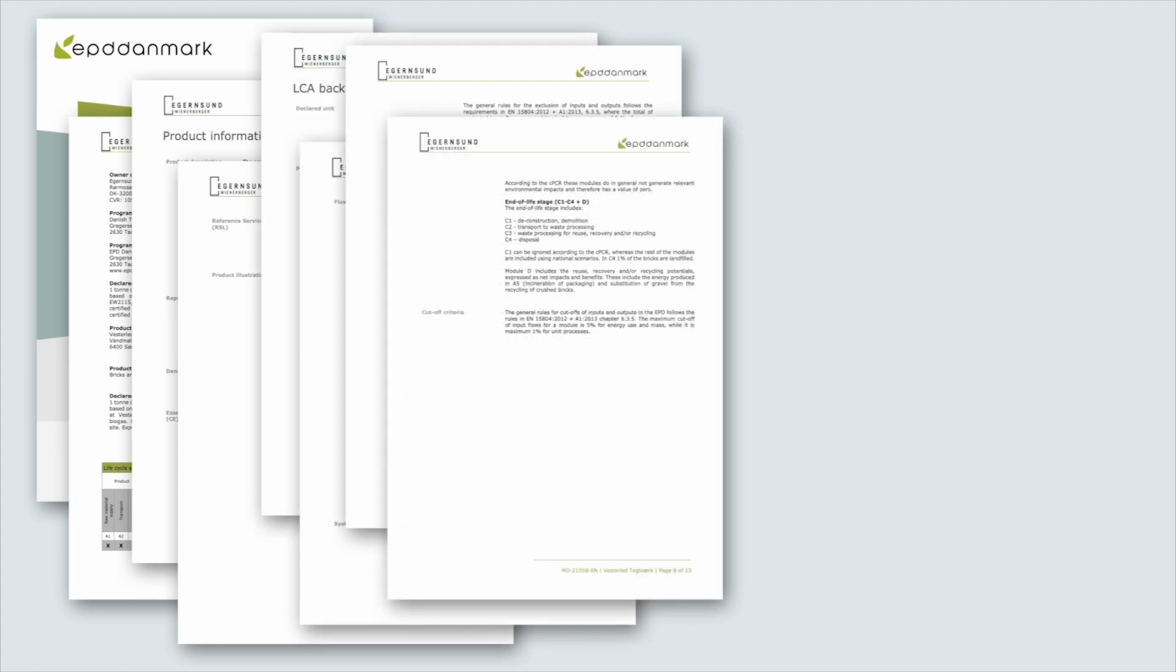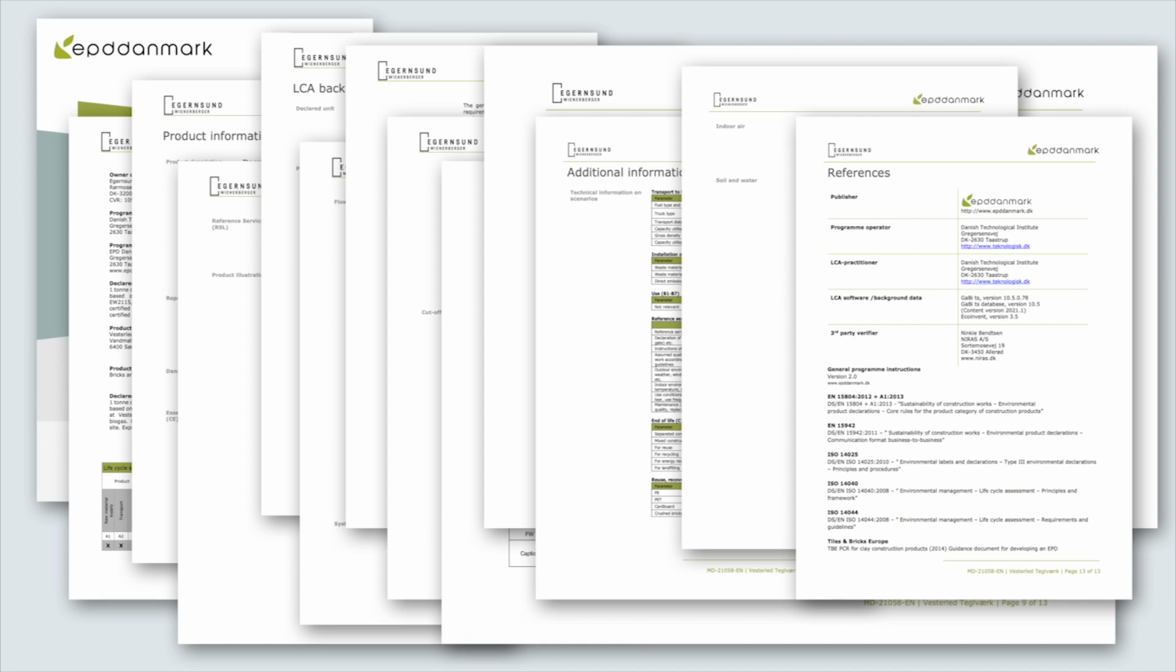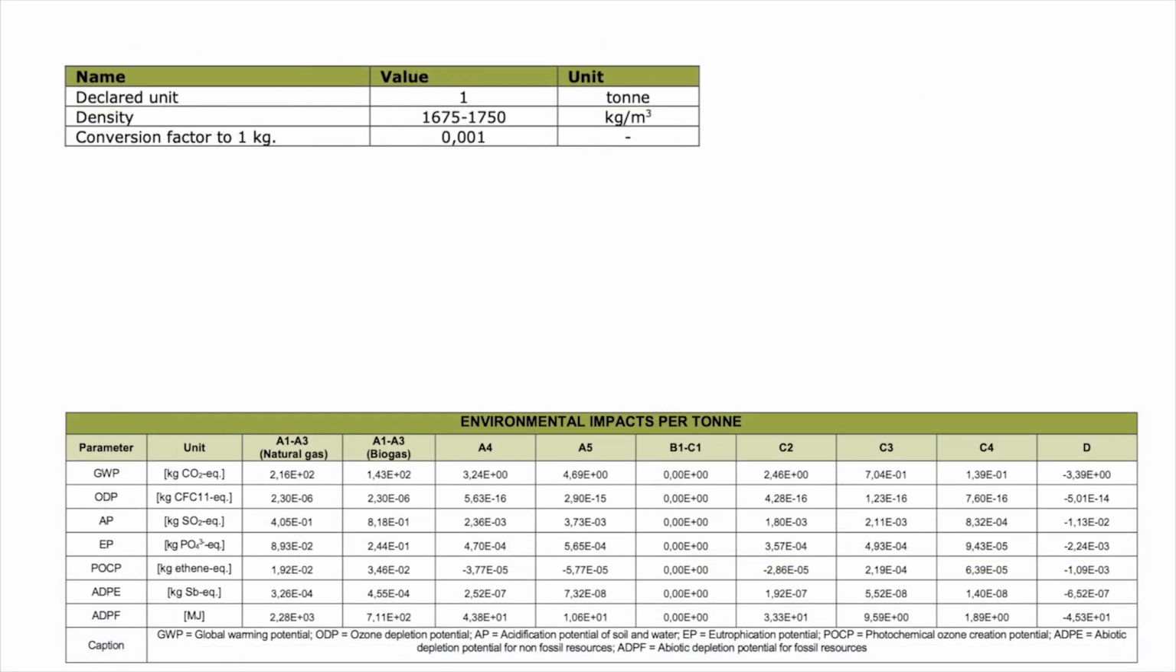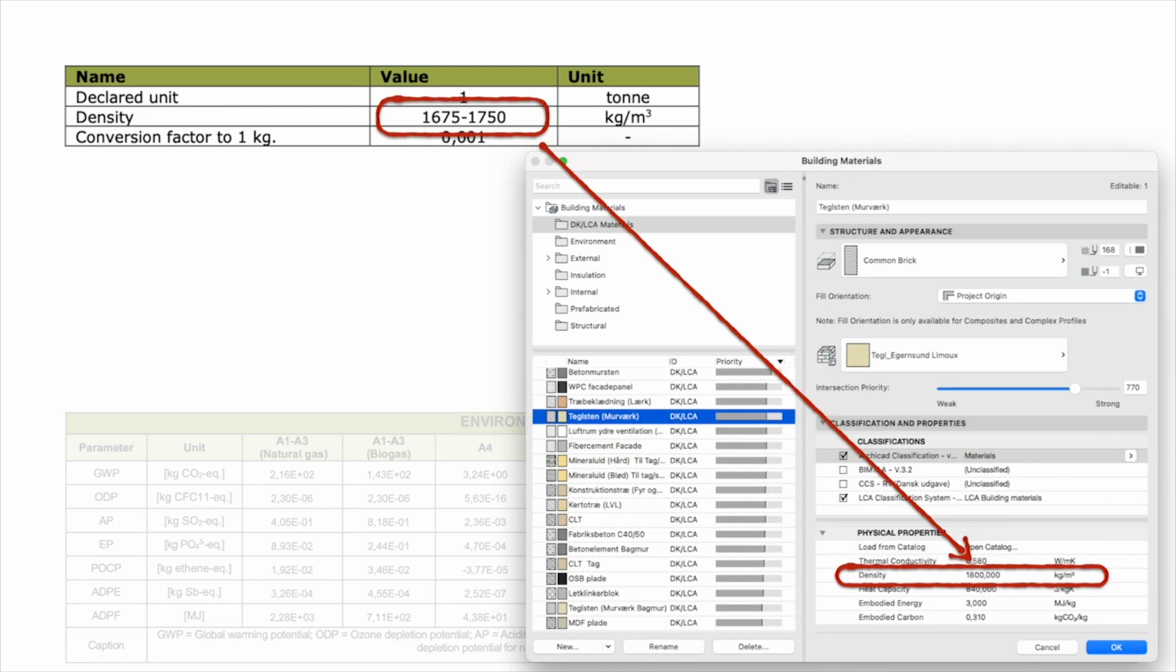And here's an example for a Danish EPD. It's for bricks, and it's a PDF you download, and there's a lot of pages, and you only have to look at a few of those pages. The first one is the unit. So the unit is not kilograms, but ton. We have to divide by 1,000. And then we have to enter the density of the material into the building materials under the physical properties.